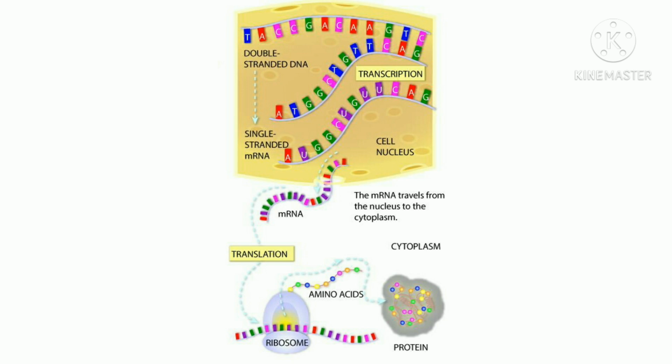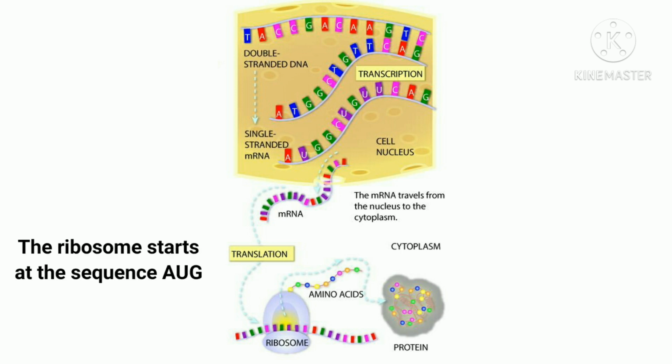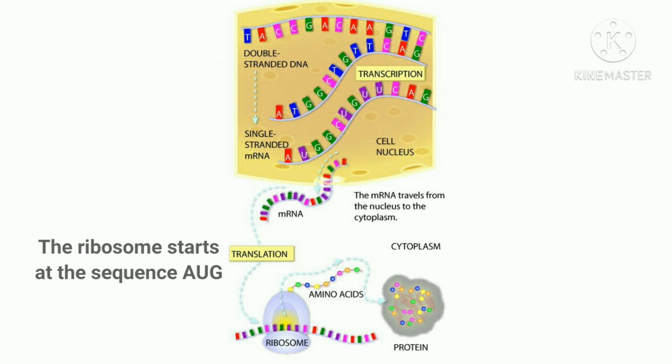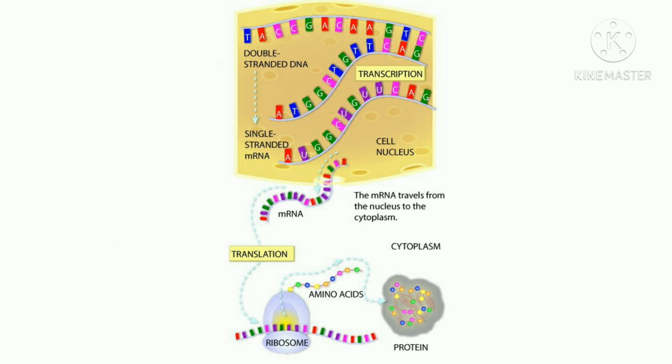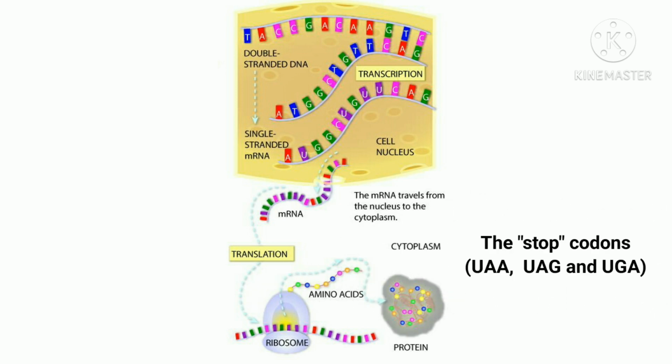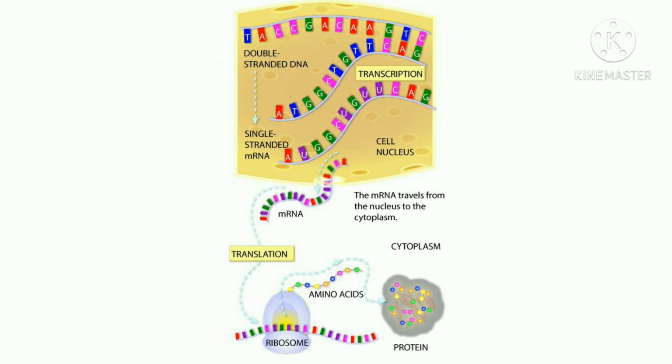Translation. The protein-making machinery, called the ribosome, reads the mRNA sequence and translates it into the amino acid sequence of the protein. The ribosome starts at the sequence AUG, then reads 3 nucleotides at a time, and each codon specifies a particular amino acid. The stop codons UAA, UAG, and UGA tell the ribosome that the protein is complete.